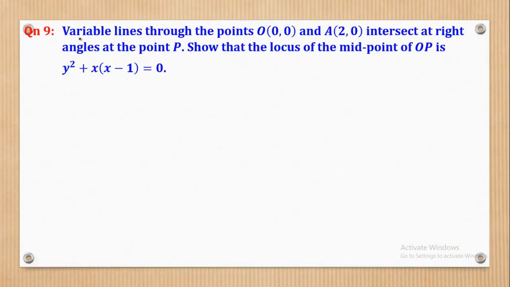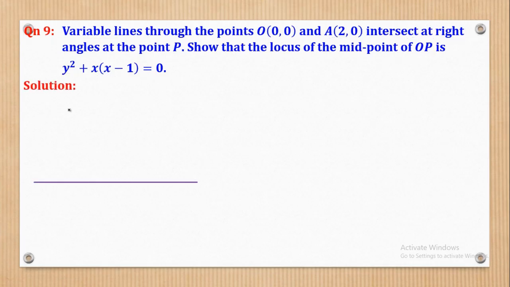Then question 9 says variable lines through the points O, which is the origin, and A, which is (2, 0), intersect at right angles. Know that word, right angles, at the point P. Show that the locus of the midpoint of OP is this.